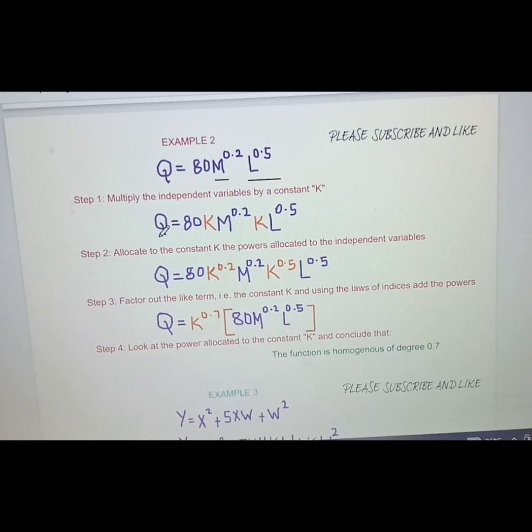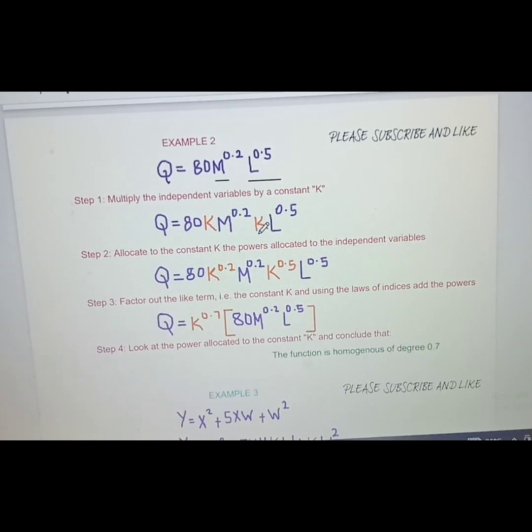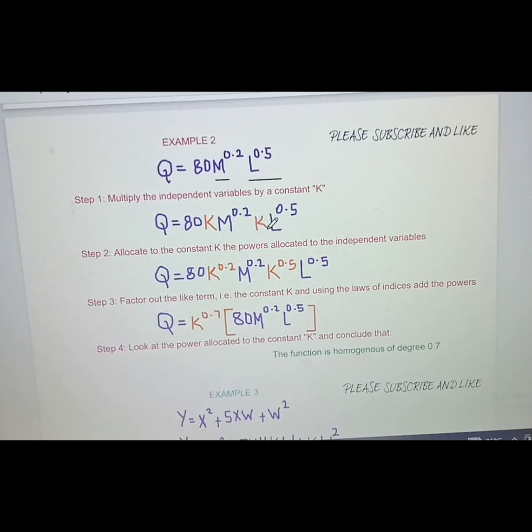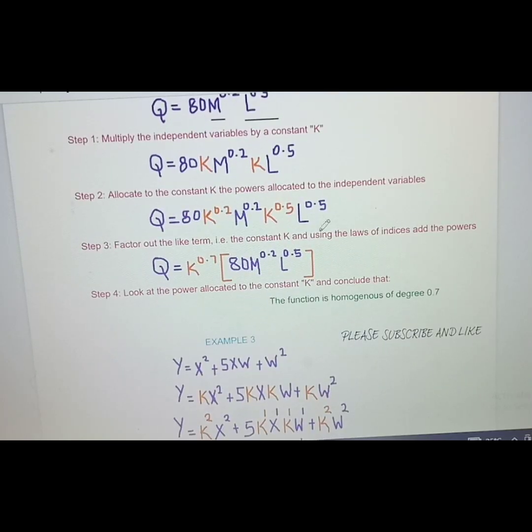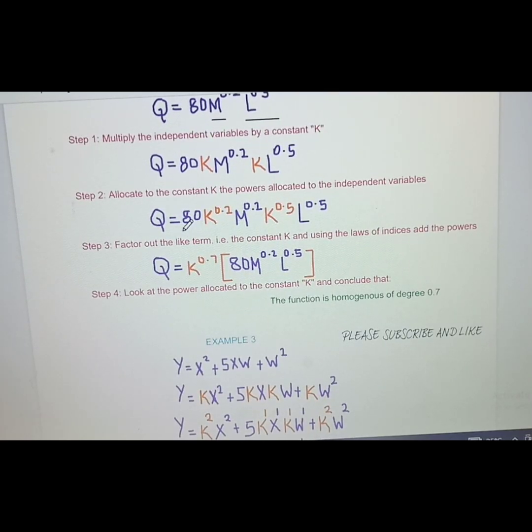So that's why we have q is equal to 80k multiplied by m raised to power 0.2 and k times l, which is raised to power 0.5. In step number 2, you have to allocate to the constant k the powers allocated to the independent variable. You have to allocate to the constant k the power that is allocated to the independent variable.